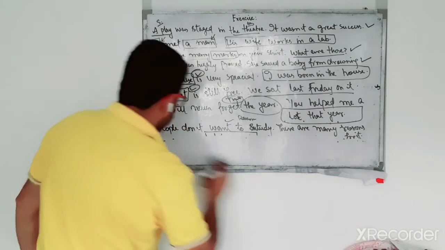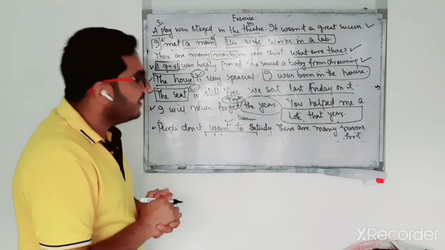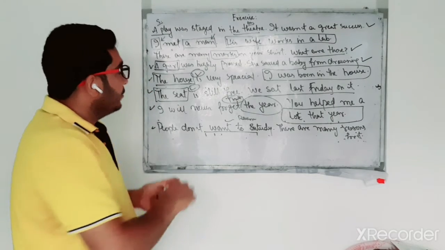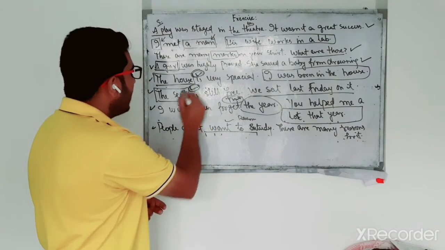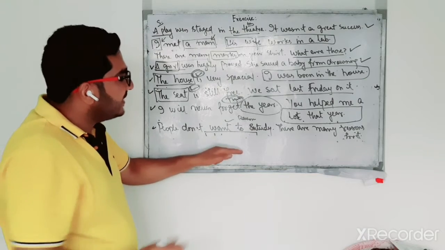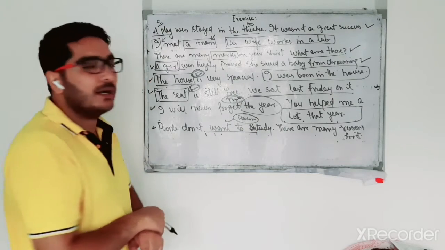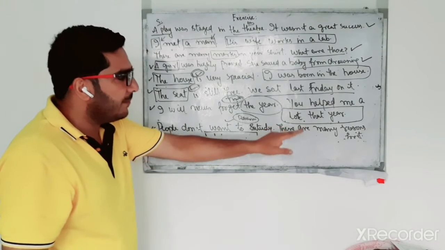We shall write, see, the sentence is, people don't want to study. There are many reasons for it. So this sentence talks about place, this sentence talks about time, and this sentence talks about reason. See, people don't want to study. There are many reasons for it.